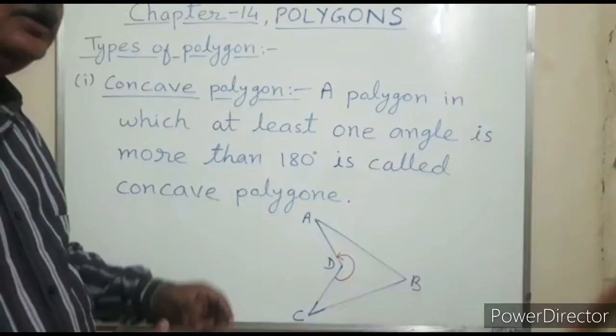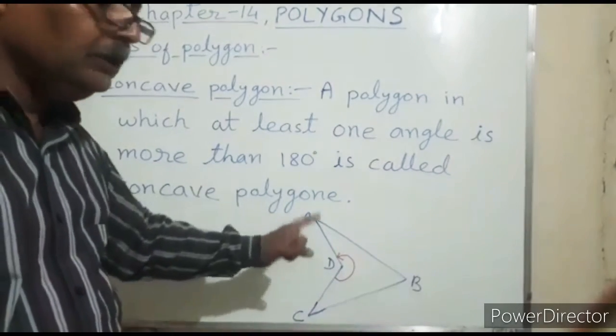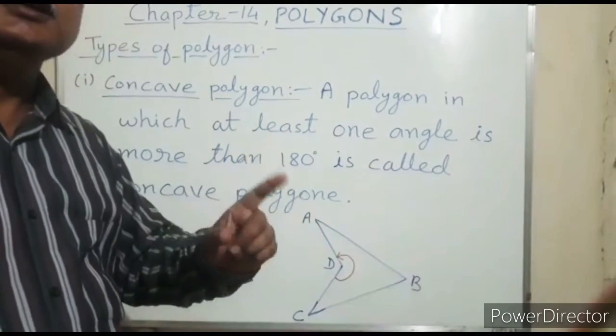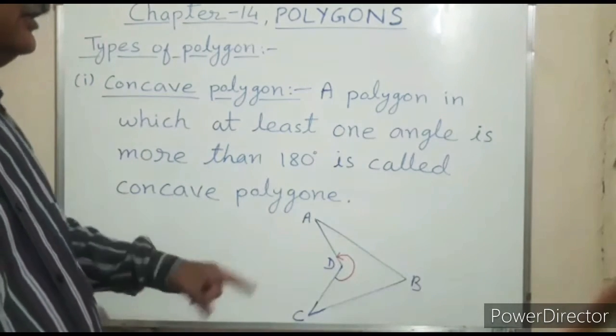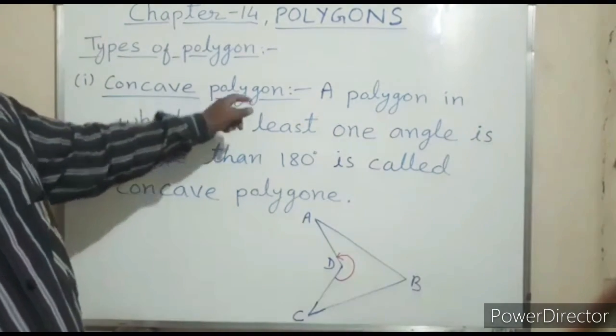In the same way, in any polygon, if at least one angle is more than 180 degree, then that polygon is called concave polygon.